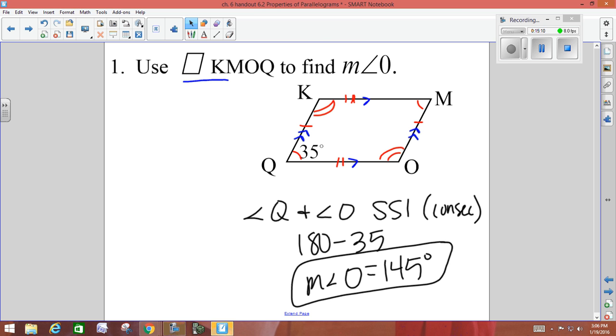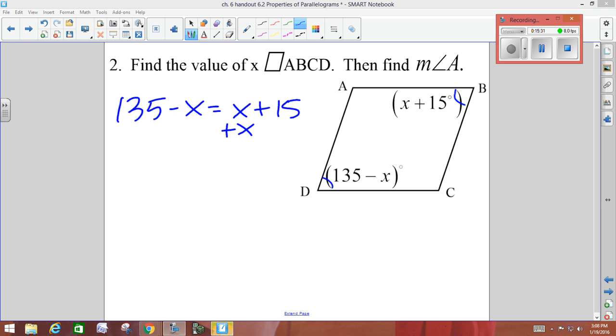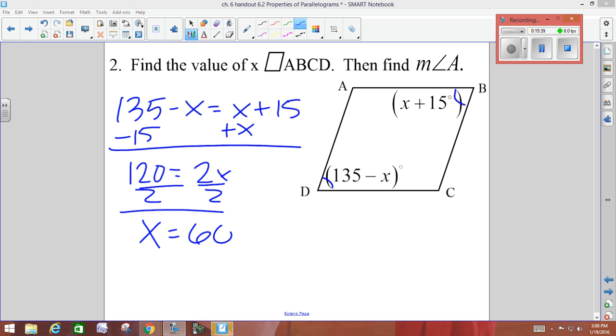Number 2. Go ahead and do it. The two angles that we know something about, B and D, would you consider them to be consecutive or opposite? Okay, and what's the property with opposite angles? So what should I do with these two expressions? Good. Did you guys get x equals 60? Okay, and then to find angle A, what do I have to do then? Where did you get 75?